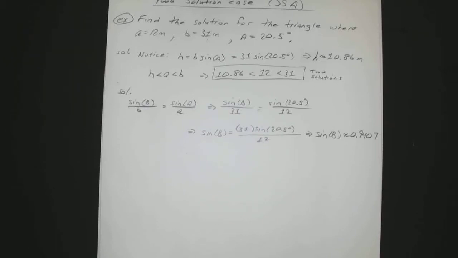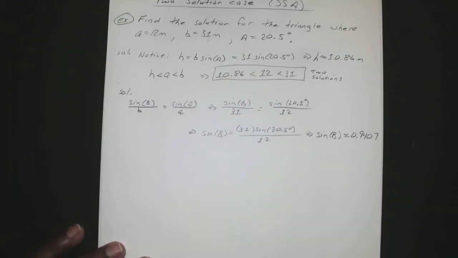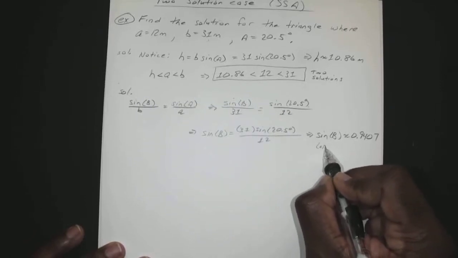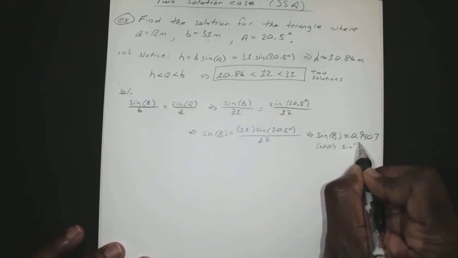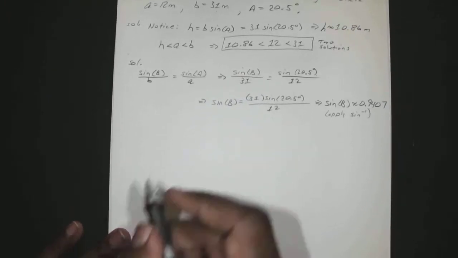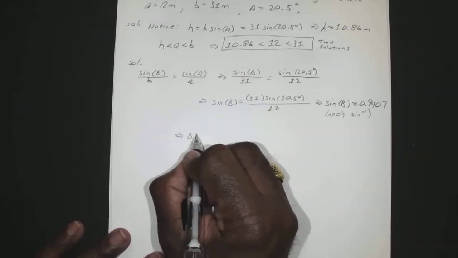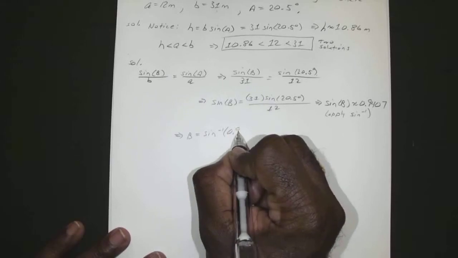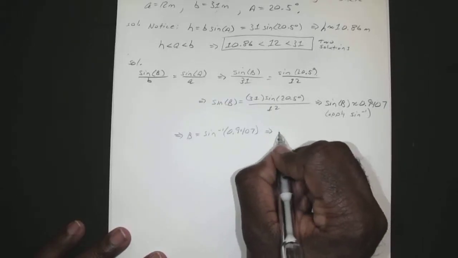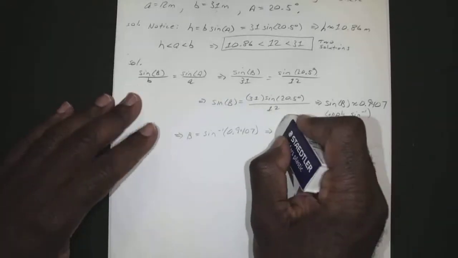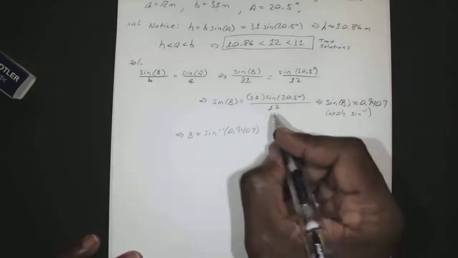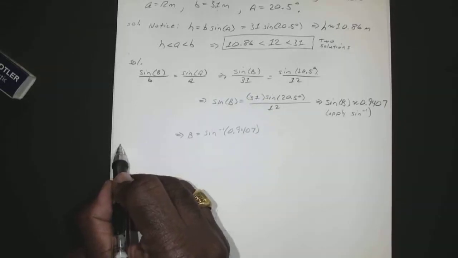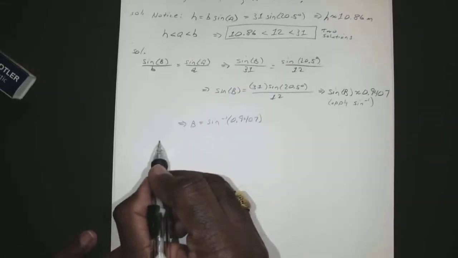Okay. So to find the actual angle, we apply sine inverse to both sides. So that means that angle B would equal sine inverse of 0.9407. But you hold off there for now, because right now we have our angle B.